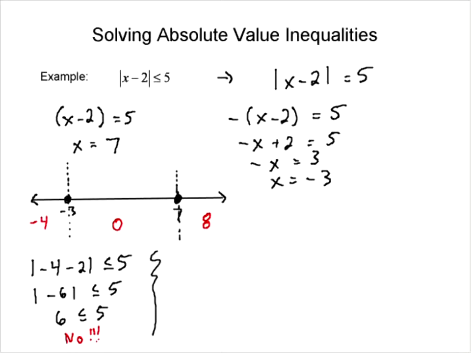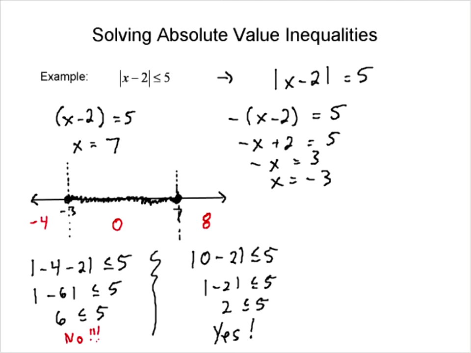So let's test 0. We are going to say the absolute value of 0 minus 2. Is that less than or equal to 5? Well, is the absolute value of negative 2 less than or equal to 5? Is 2 less than or equal to 5? That is, of course, a yes. So we're going to include all of the points in between negative 3 and 7.